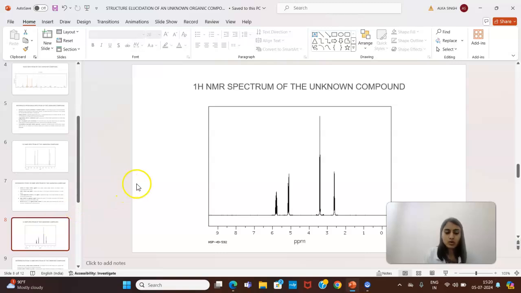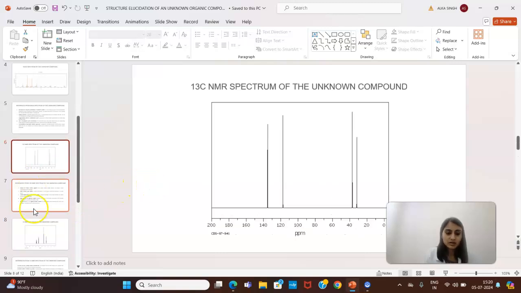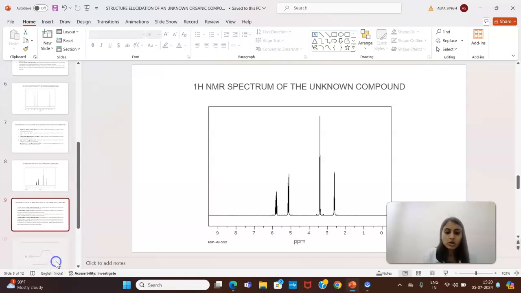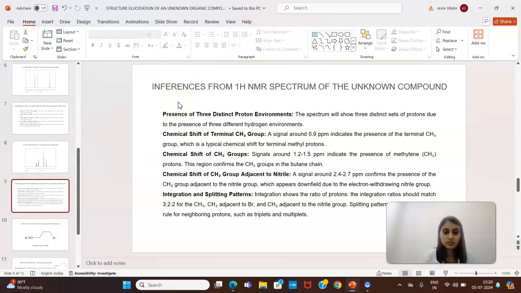Next, the same as we discussed, we'll discuss the hydrogen NMR spectrum of the unknown compound. In this, to check the presence of three distinct proton environments, the spectrum will show three distinct sets of protons due to the three different hydrogen environments. And the second is the chemical shift of the terminal CH3 group, the methyl group. A signal around 0.9 ppm indicates the presence of the terminal methyl group, which is a typical chemical shift for terminal methyl protons.